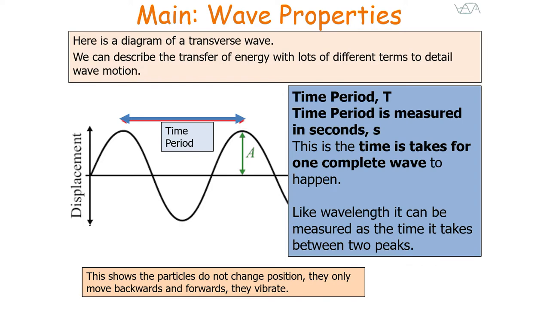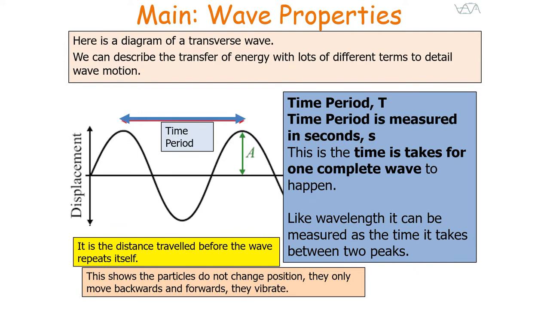Now, the time period is very similar to the wavelength. Time period is measured in seconds and is the time taken for one complete wave to happen. So like wavelength, it can be measured between two peaks. It's the distance on the actual diagram that the wave travels before it repeats itself.